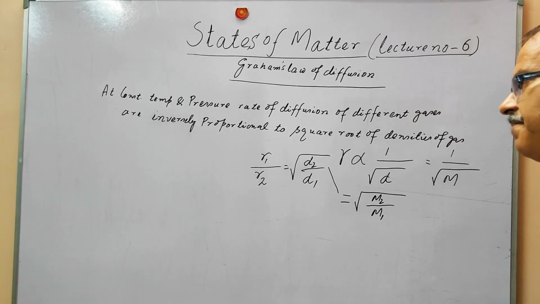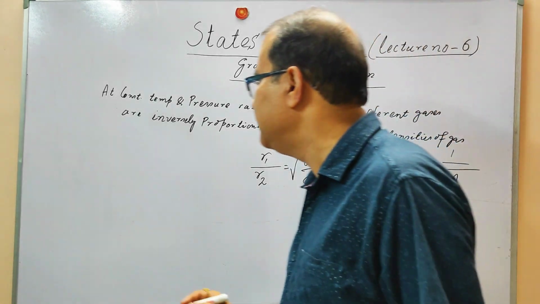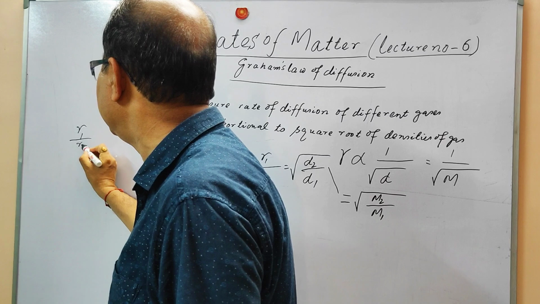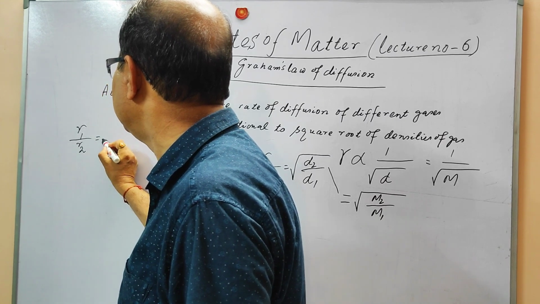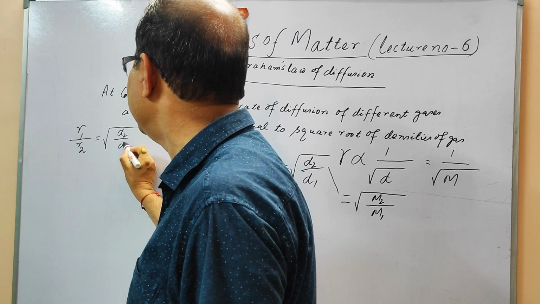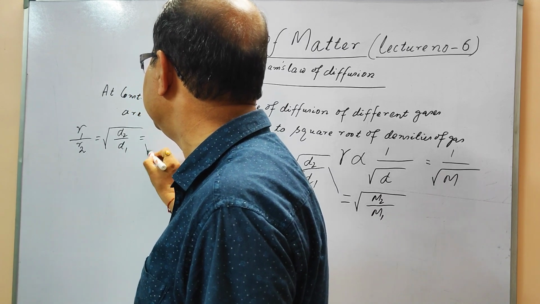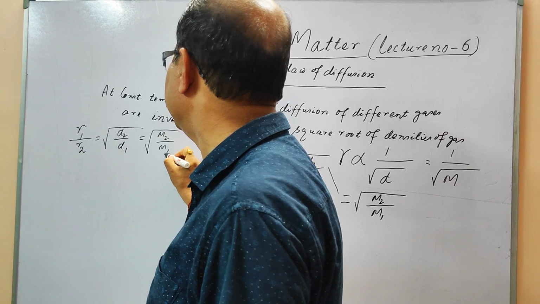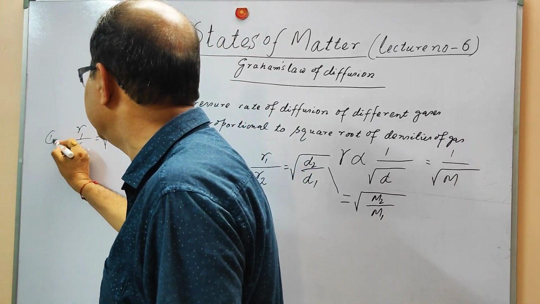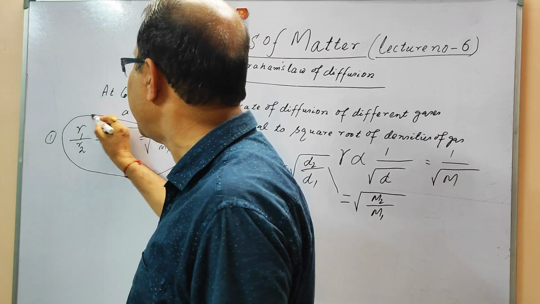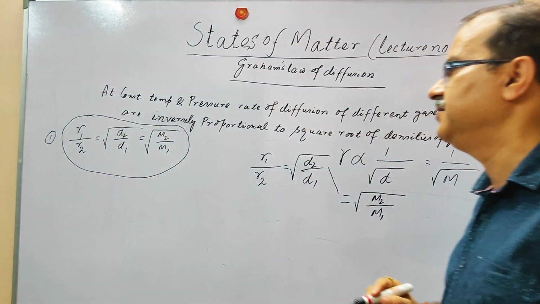So how can we say that this is the first law? You can write here R1 by R2 is equal to d2 by d1, and it is m2 by m1. This is the first relationship when we keep the temperature and pressure constant.